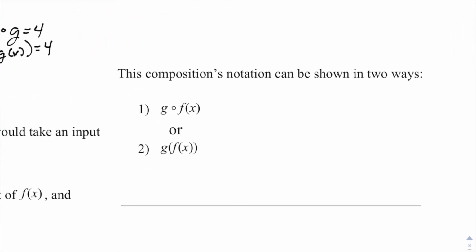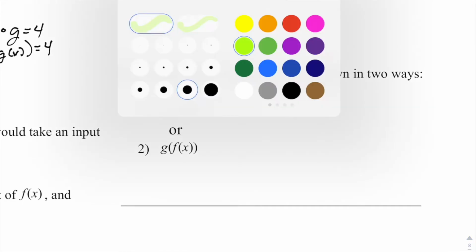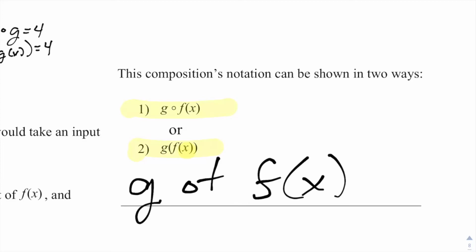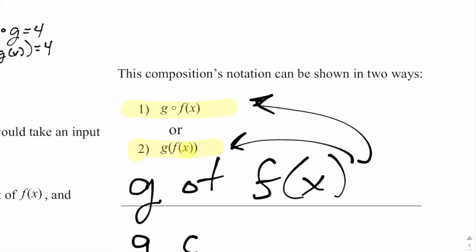So this is the notation that we use when we're talking about function composition. We either use this one, which is g of f of x, or this one, which we say the same way, g of f of x. We say them both the exact same way. Another way to say it is g composed, because it's function composition, right, of f.